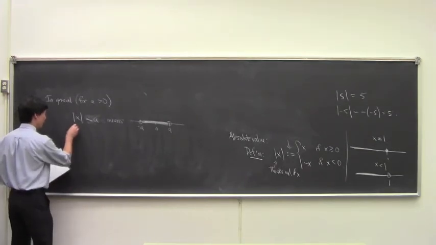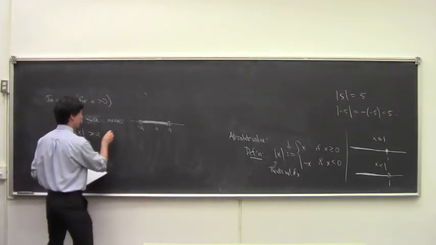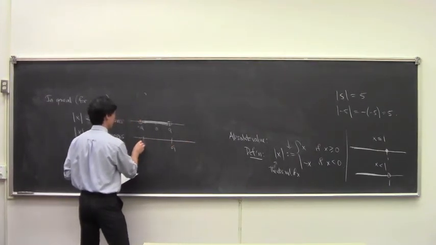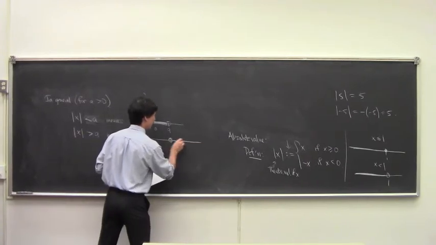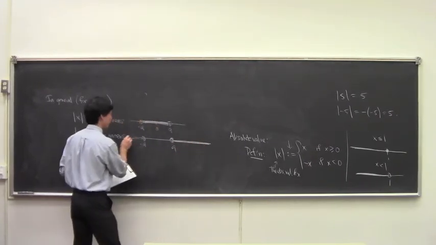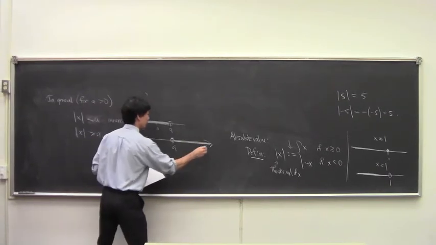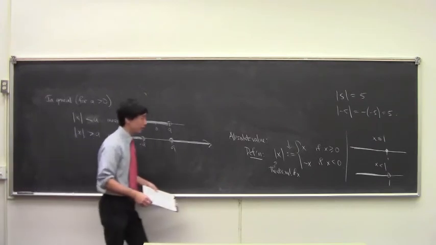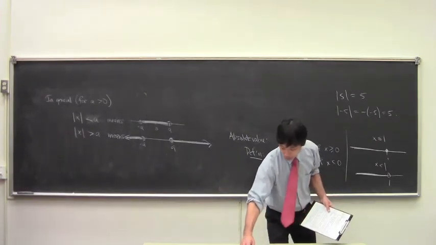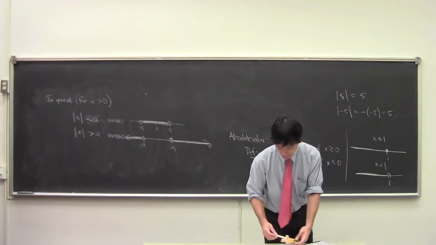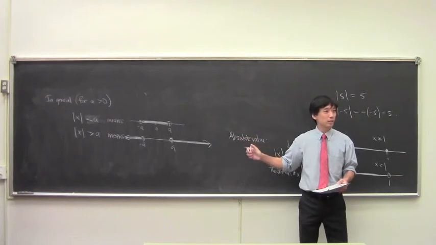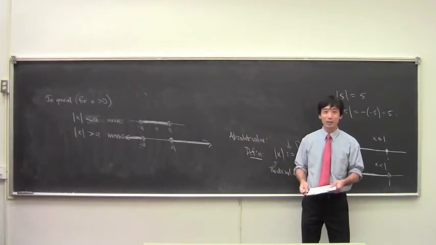And the absolute value being greater than a means, as we just saw in an example, this is a, this is minus a, then you're either over here or you're over here. Right. Which is, again, stuff that I think you've seen before. Do these two statements make sense to everybody? If not, I can explain them in at least one way for now.